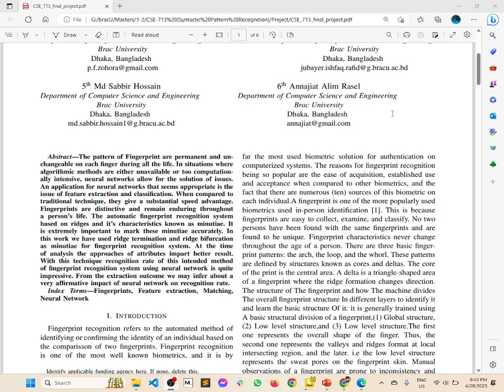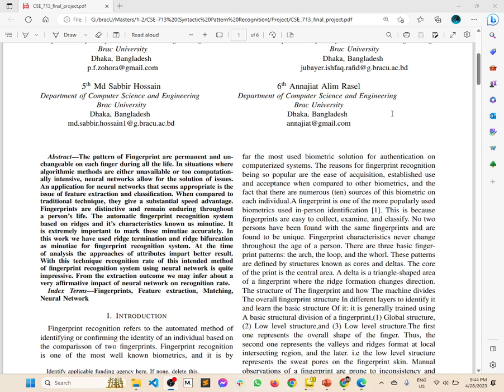The patterns of fingerprints are permanent and unchangeable on each finger during all of life. In situations where algorithmic methods are either unavailable or too computationally intensive, neural networks allow for the solution of the issue. An application of neural networks that seems appropriate is the issue of feature extraction and classification. When compared to the traditional technique, they give a sustained speed advantage.